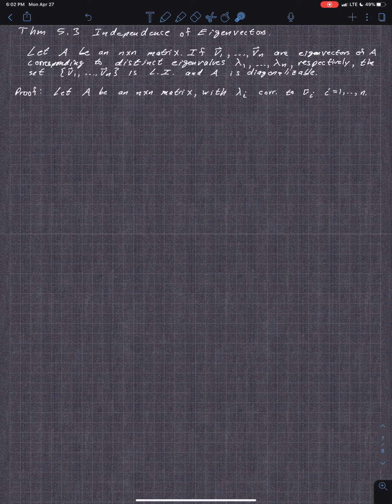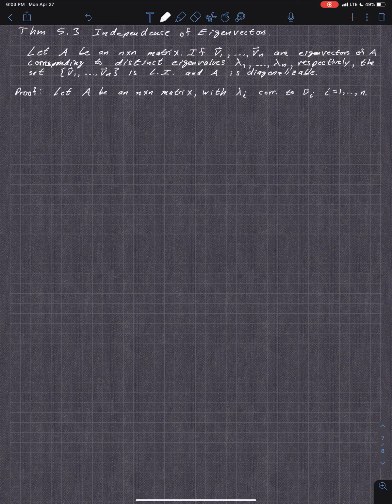I decided to go through this entire proof because it's a good one to try to understand. We assume the hypothesis above: let A be an n by n matrix with lambda i's corresponding to v sub i's, just like it's stated. This is a proof by contradiction, and I want you to study it more than usual, because you'll see these types of proofs again and again as you go through your math.